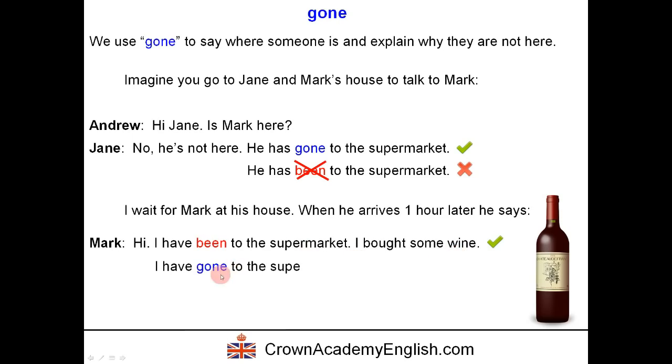And now this is wrong. He doesn't say, I have gone to the supermarket, because he is no longer at the supermarket. The visit to the supermarket is finished. It's in the past. He is now here. So I have gone to the supermarket is incorrect. The visit is finished, it's over, it's complete. So he says, I have been to the supermarket.